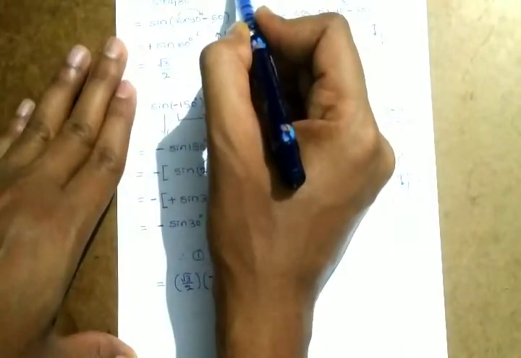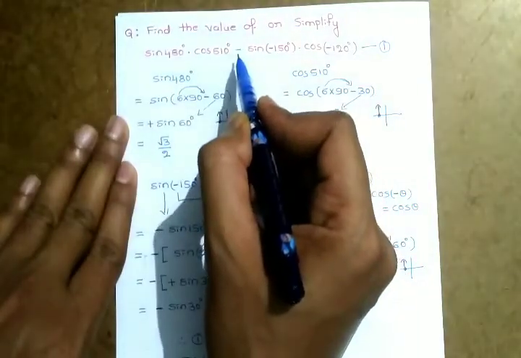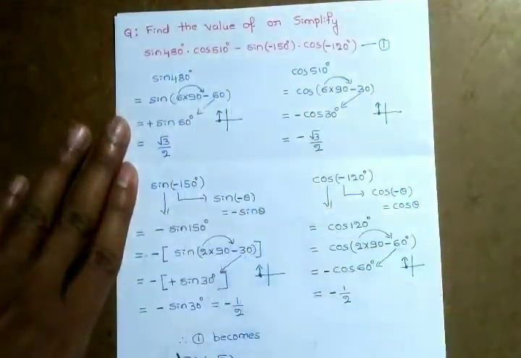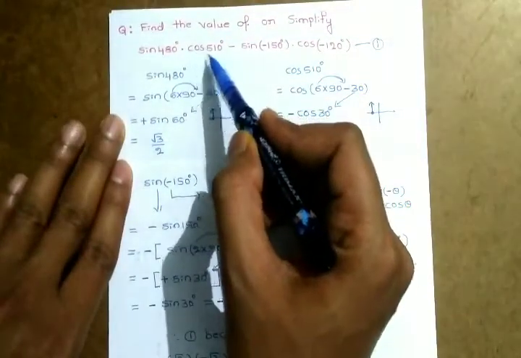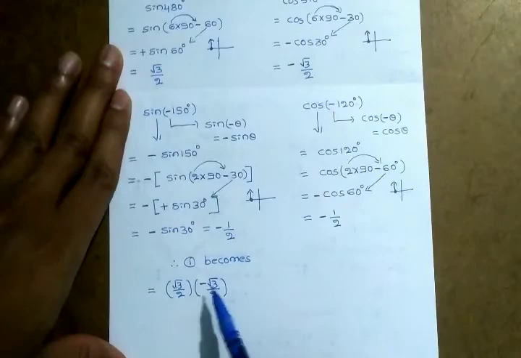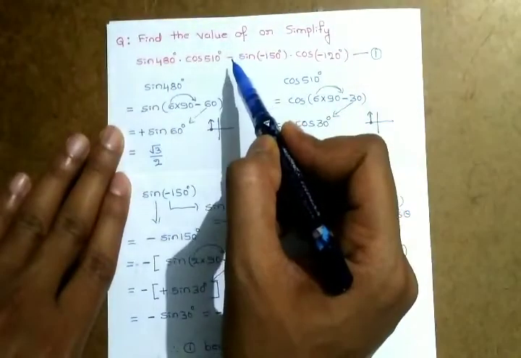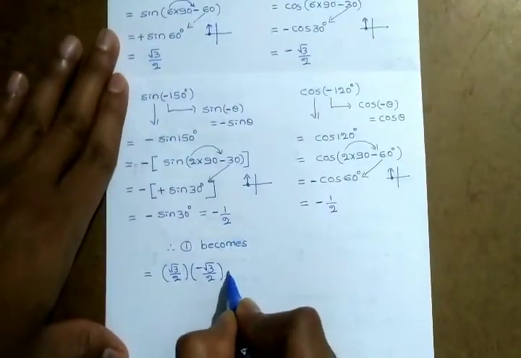Middle which sign is here? First one, sine 480 is minus root 3 by 2. Next, cos 510 is minus root 3 by 2. Middle which sign is here? Minus. So I am going to keep minus.